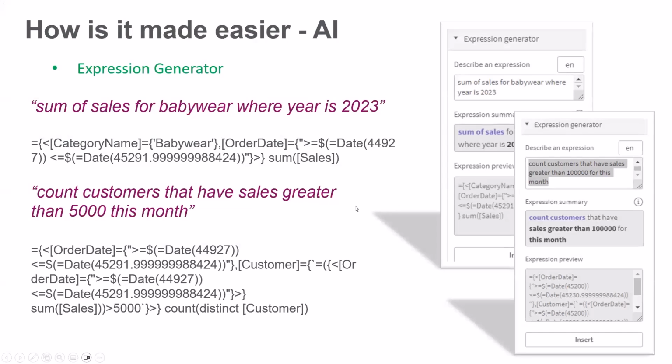How is it made easier with AI? So there's also an expression generator inside the expression editor. Right now it is limited to aggregations and filters. So I can say sum of sales for baby wear where year is 2023, and it'll generate a set expression as you see below, and I can insert it directly into my measure. Or I can say count customers that have sales greater than 5,000 this month, and it will automatically generate the expressions that I could use.